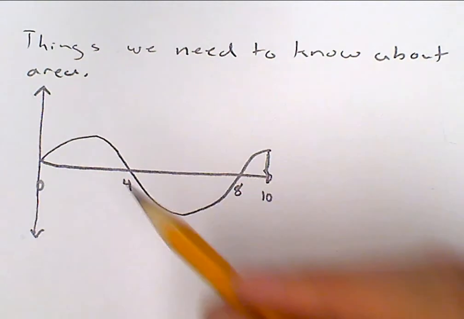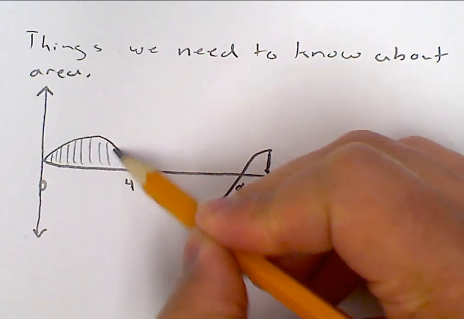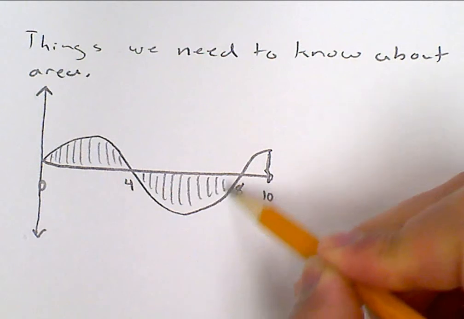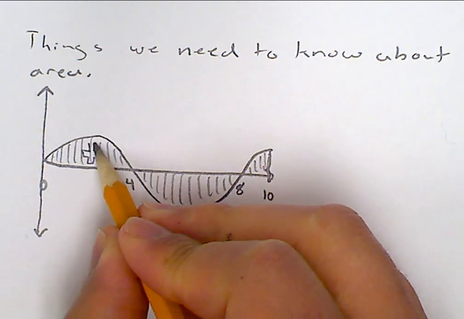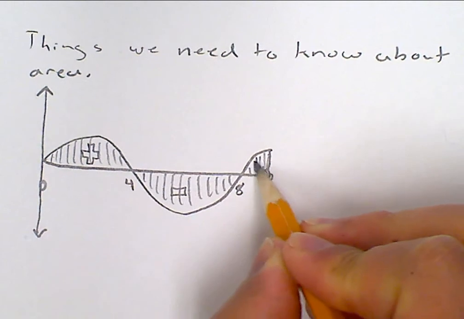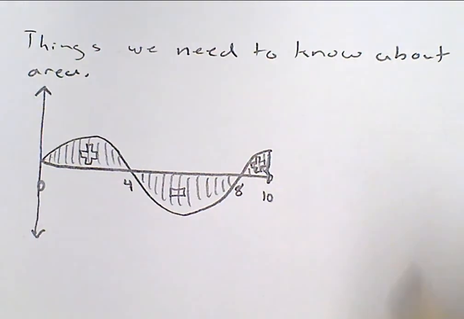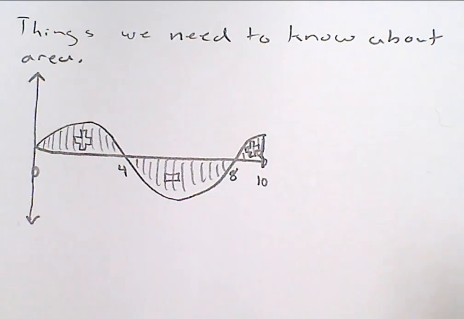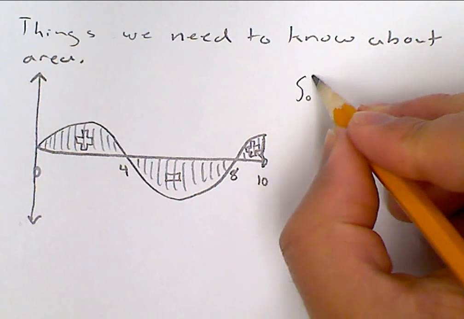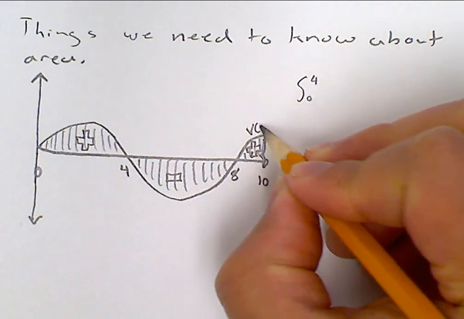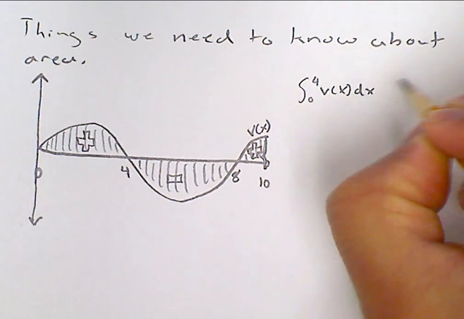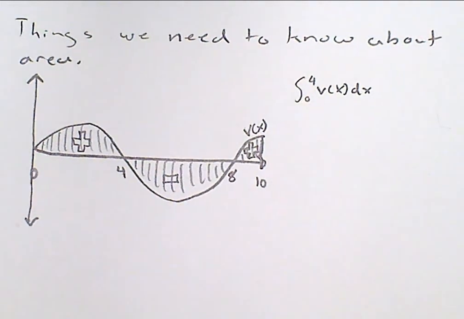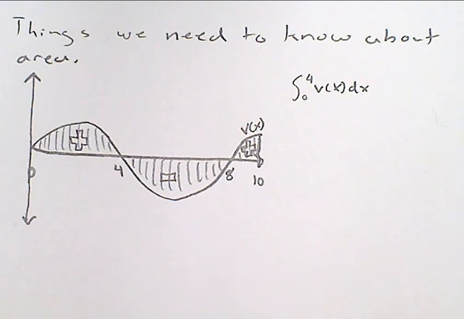All right, so first of all, let's talk about these areas. We know there's a positive area here, a negative area here, and a positive area here. When we think about that 0 to 4 area, let's say this is v of x, velocity with respect to time, v of x dx. What are we going to think about when we add up all this area, or what are we going to do to this next interval?